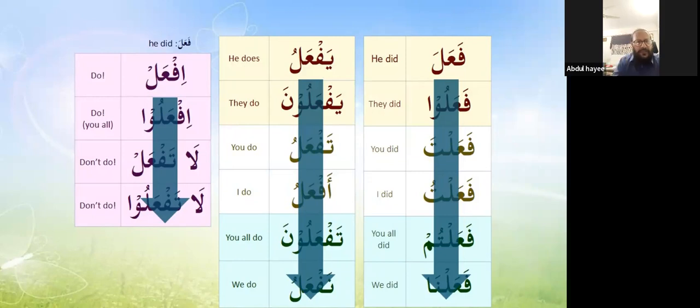So we can make the complete table of mudari. Look here, if'al is the key of the complete amr table. If you know the if'al, you can make the complete table.